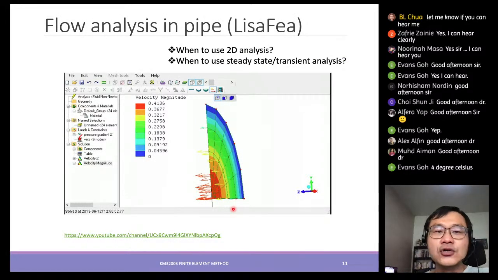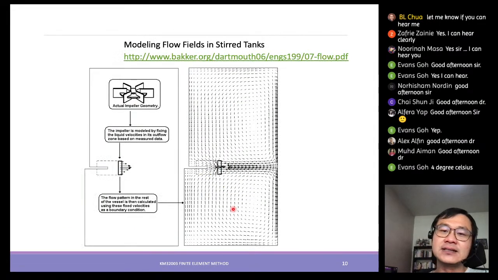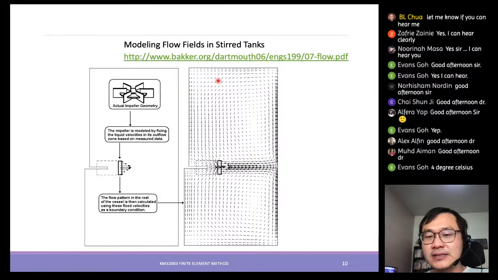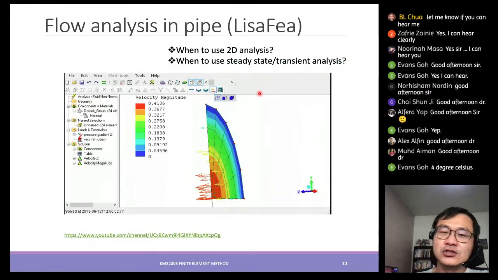Again, you can also use flow analysis in a pipe, using Lisa FEA. You can try a two-dimensional analysis, just like this, no need for three-dimensional, if you understand the concept behind it. So two-dimensional may be good enough, not necessarily three-dimensional. So this is again a two-dimensional problem, because it involves x and y. So this is the answer to when to use two-dimensional.